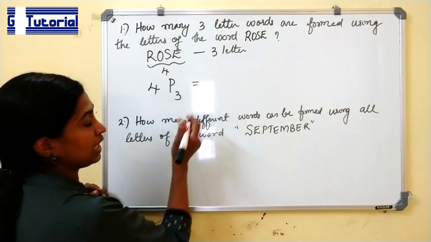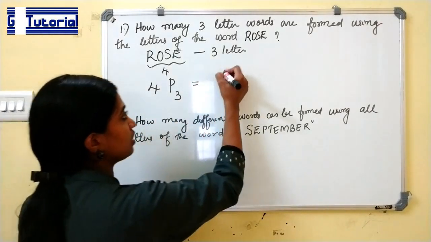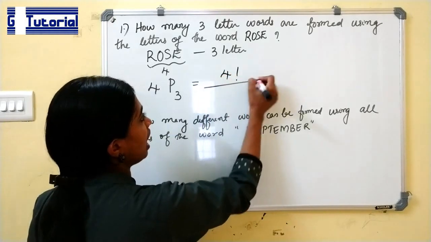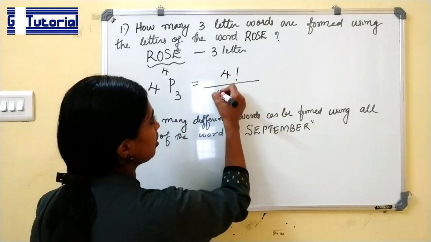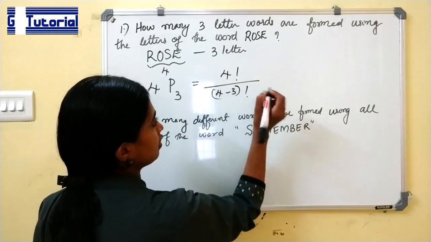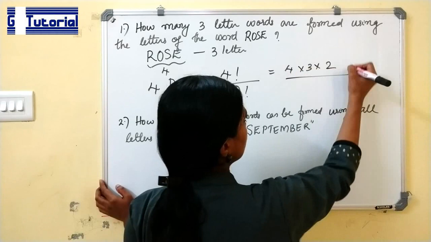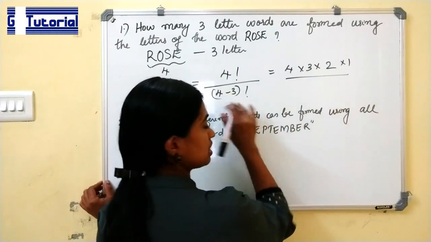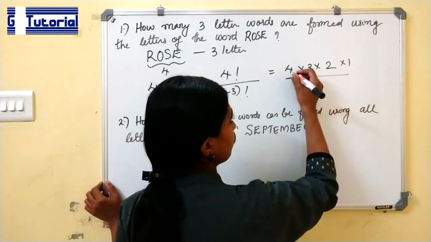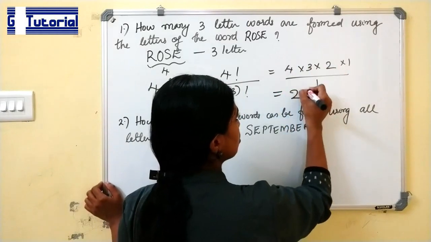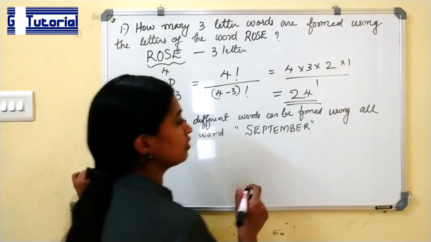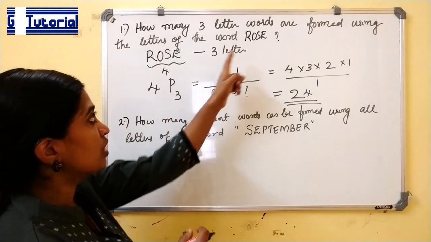So 4P3, nPr is n factorial divided by (n minus r) factorial. 4 minus 3 is 1 factorial. So 4 factorial is 4 into 3 into 2 into 1, divided by 1 factorial, which is 1. So 4 3s are 12, 12 2s are 24. So 24 three-letter words can be formed from the word rose.